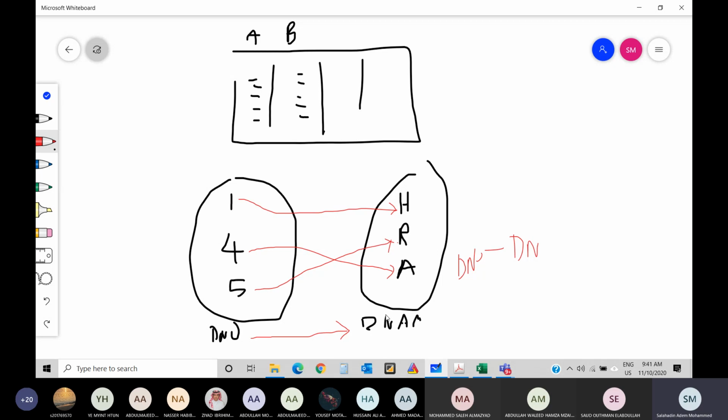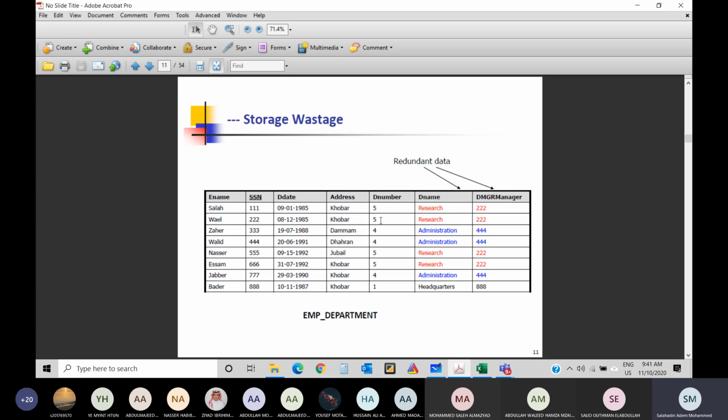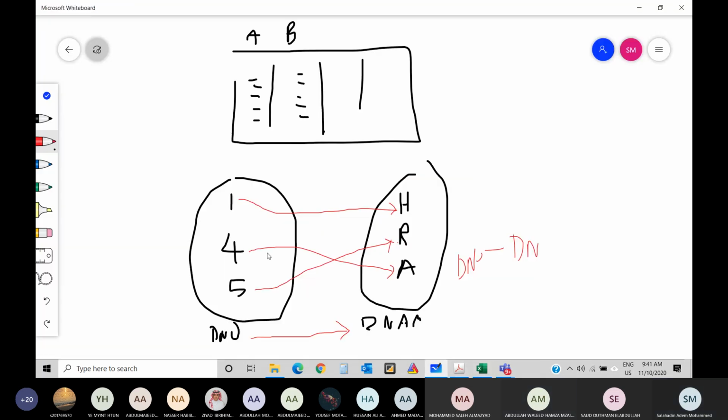At this point, is it clear what a functional dependence is, guys? Shall I repeat this point again? What I am saying is take two columns like D number and D name. Then take the distinct values in D number and the distinct values in D name. What are the distinct values in D number? 5, 4, and 1. Very good. And what are the distinct names here? Research, administration, and headquarters. Then make a mapping between this and this.